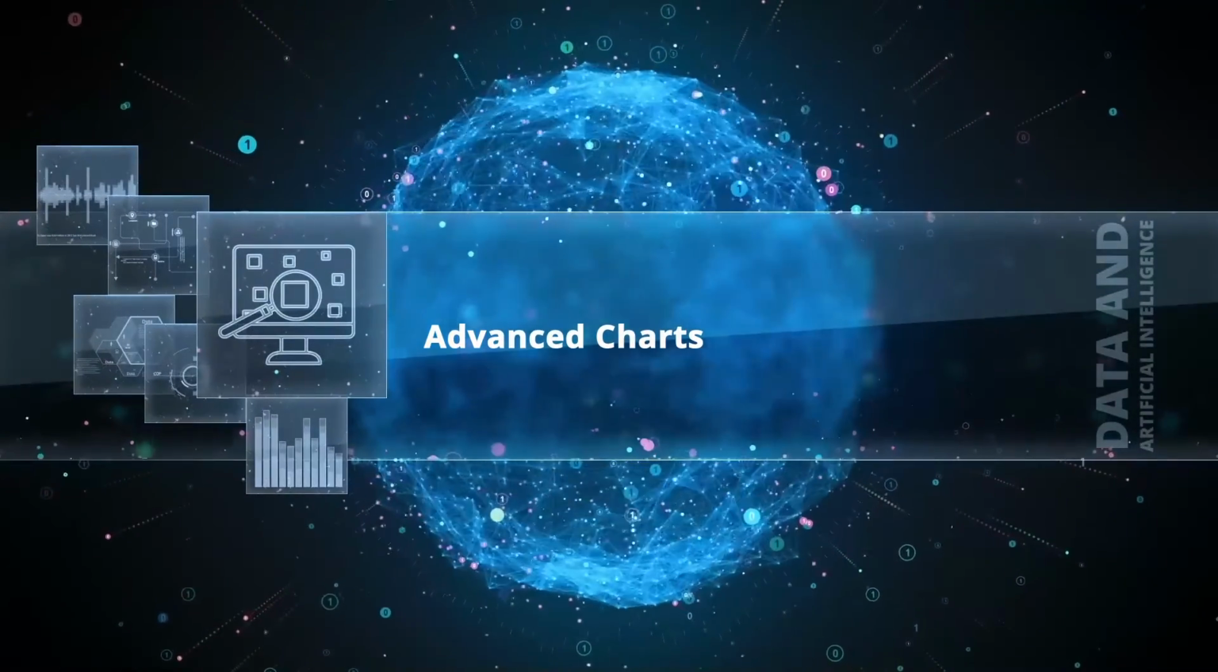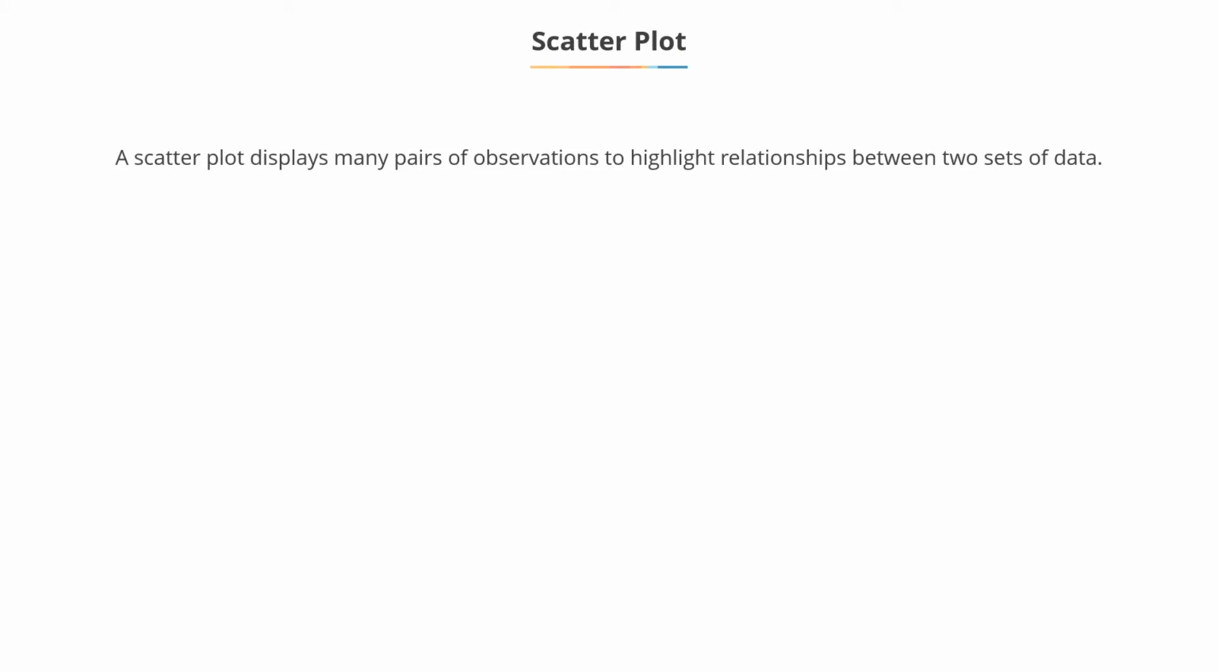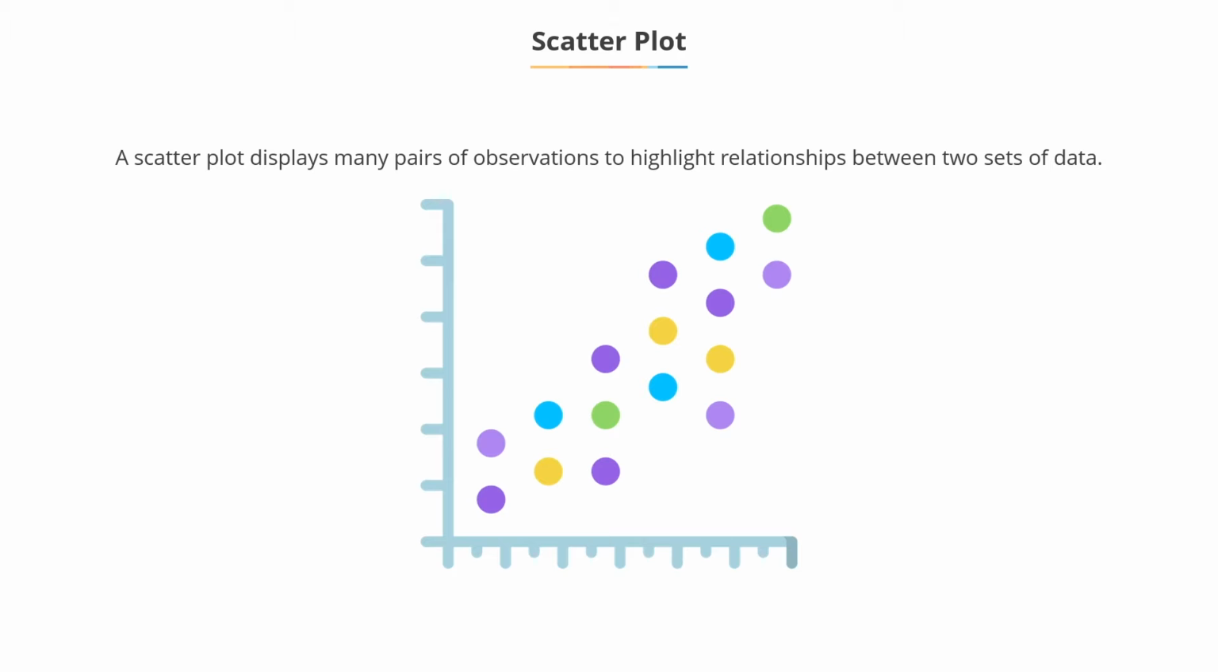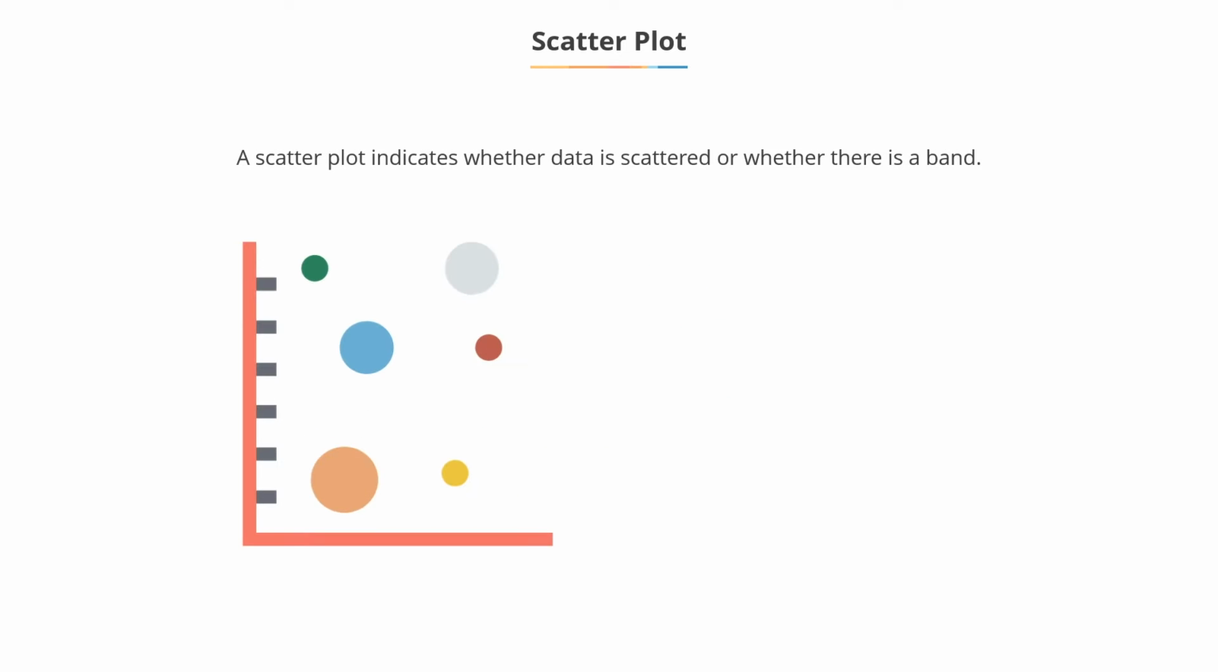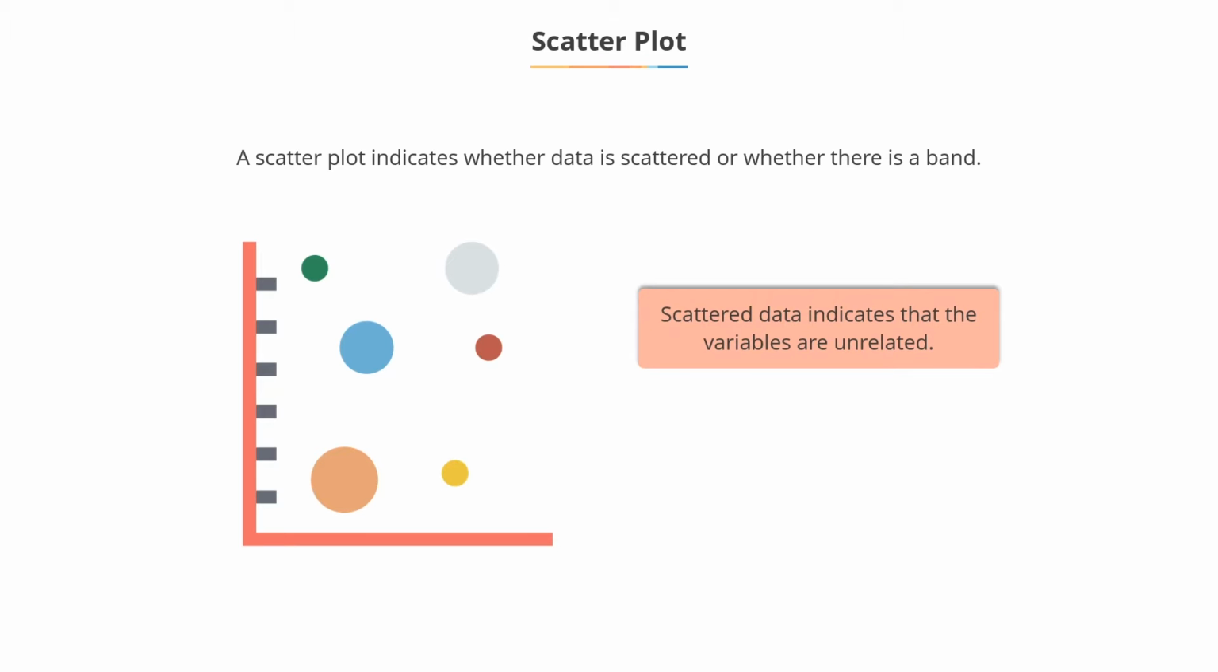Advanced charts. A scatter plot chart is a display of several pairs of observations to highlight relationships between the two sets of data. A scatter plot will indicate whether data are scattered across the graph or whether there is a band. When data are scattered, it is an indication that the two variables are unrelated. Existence of a band implies that the variables are related.